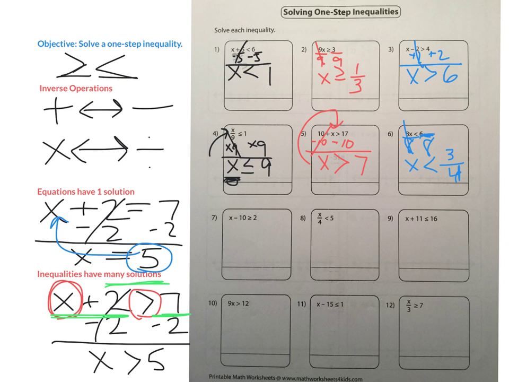All right, I want you to try 7 through 12. Just use the inverse operation every time you're solving this, the same way you would have solved our one-step equations. Okay, then just go ahead and play this back and check your answers.